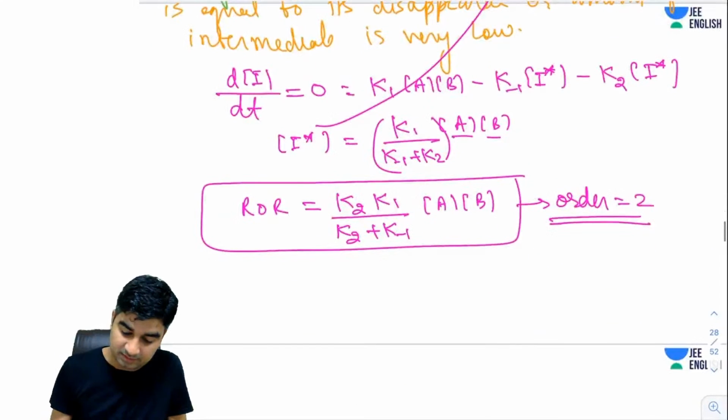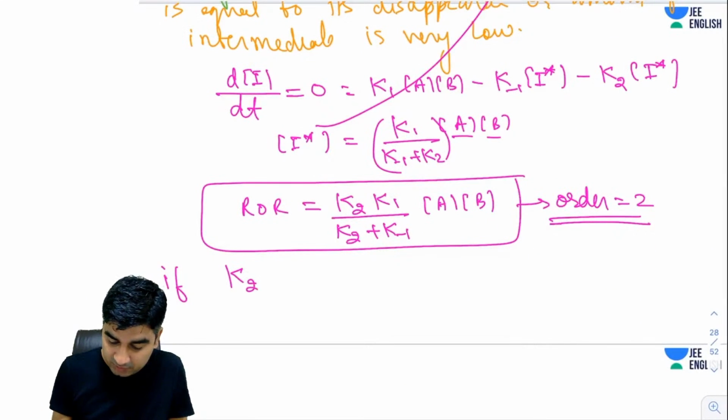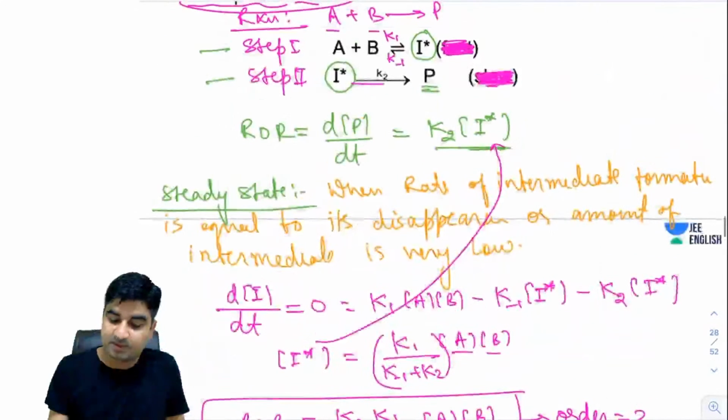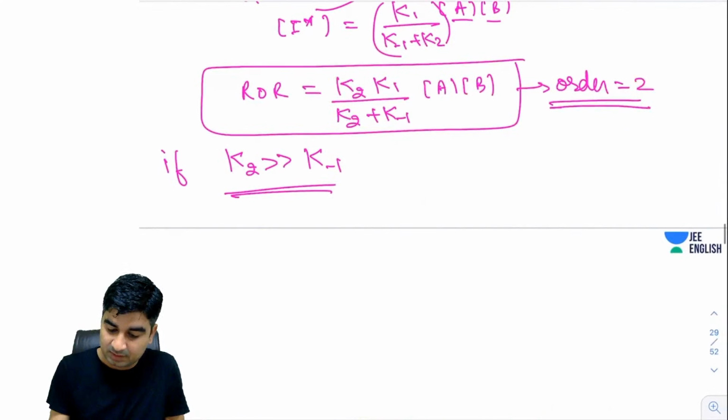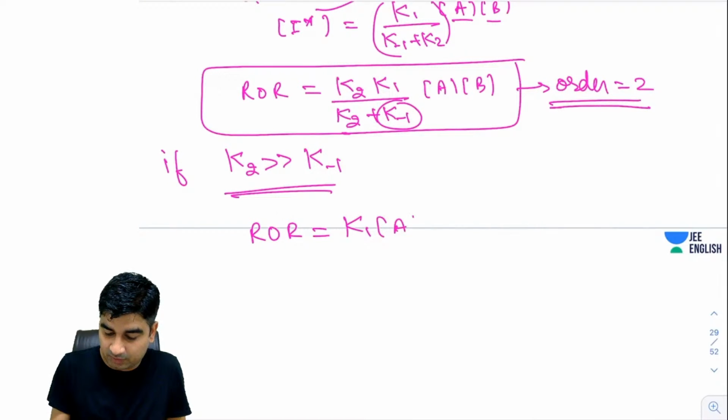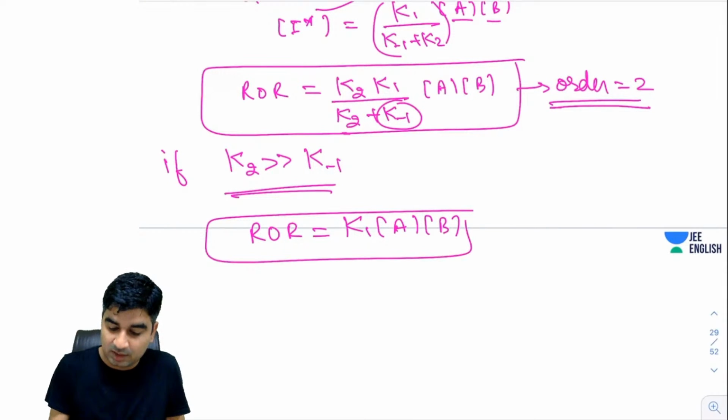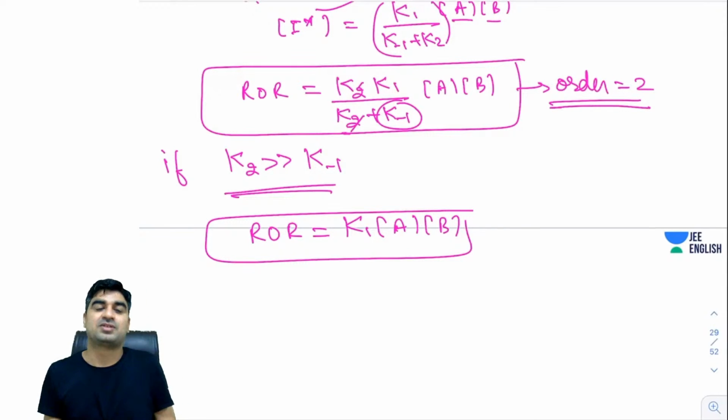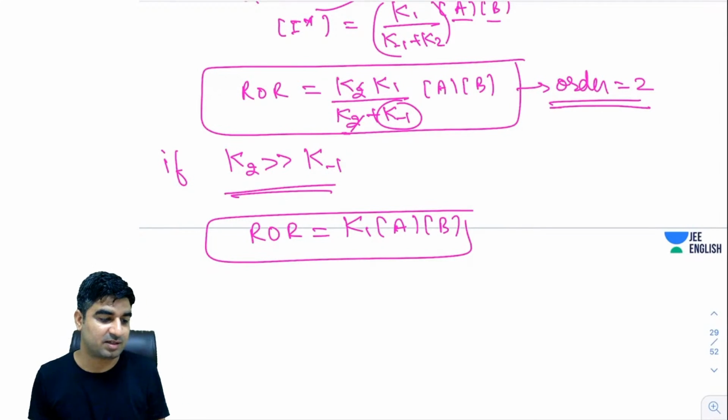Now if K2 is very much greater than K minus 1, then what does it mean? It means this becomes fast as compared to the first one. Now what will happen? Ignore K minus 1 and I will get the rate of reaction equal to K1 into A into B, because K2 will then cancel out.